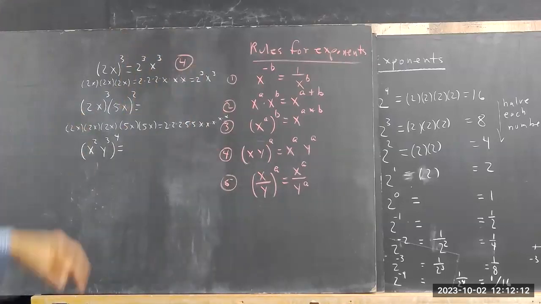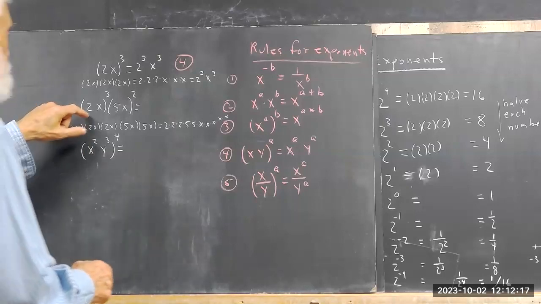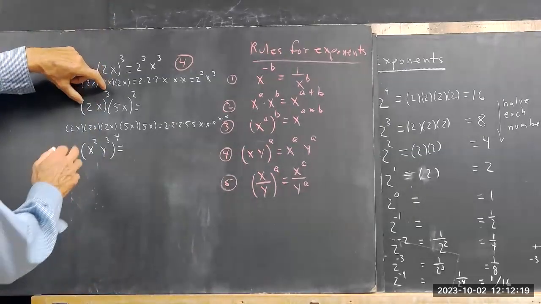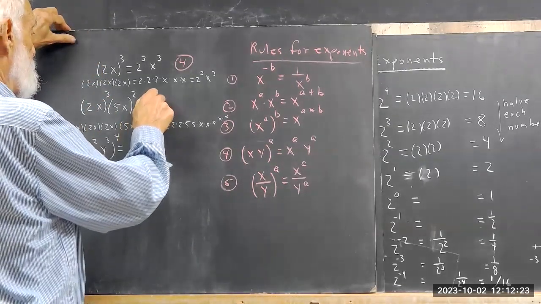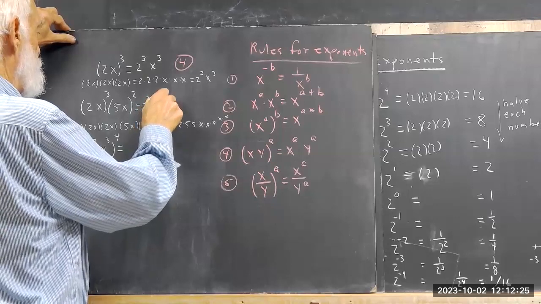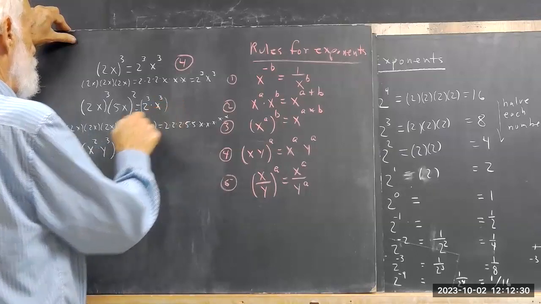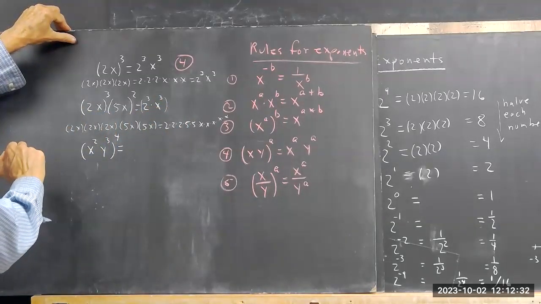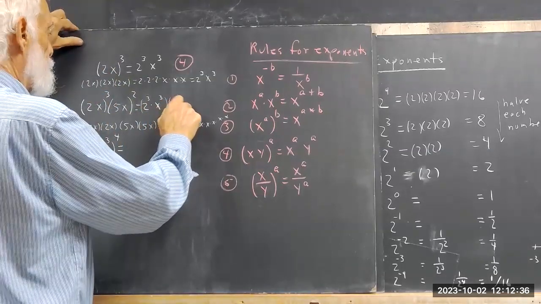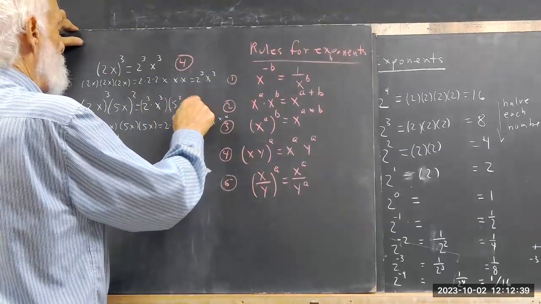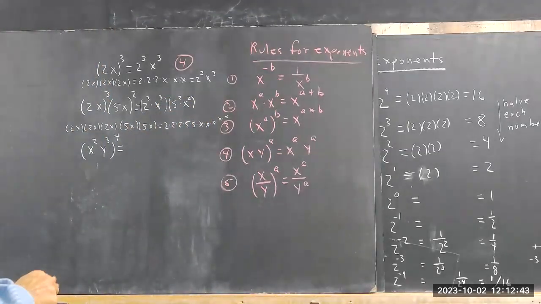Now, the rules give us that. If we use rule 4 again, 2x quantity cubed, you just look at that, you say, well, that's going to be 2 cubed times x cubed. And then this would be 5 squared times x squared. That's by rule 4.